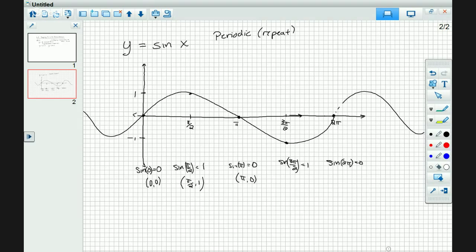Okay. But -1 to 1, those are your top and bottom. Okay. And remember, one of the keys to sine is remembering it starts at 0. Okay. When you compare it to cosine, cosine starts at 1. So there's the big difference. Okay. Any questions? Okay. All right, cosine.